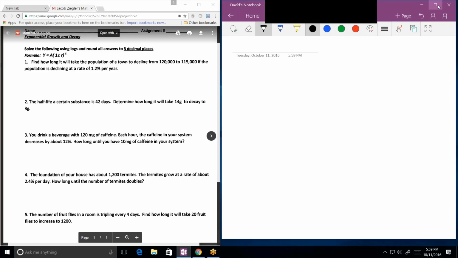Okay. So number 3, you drink a beverage with 120 milligrams of caffeine. Each hour, caffeine in your system decreases by 12%. How long until you have 10 milligrams of caffeine in your system? Well, always start with your basic equation.